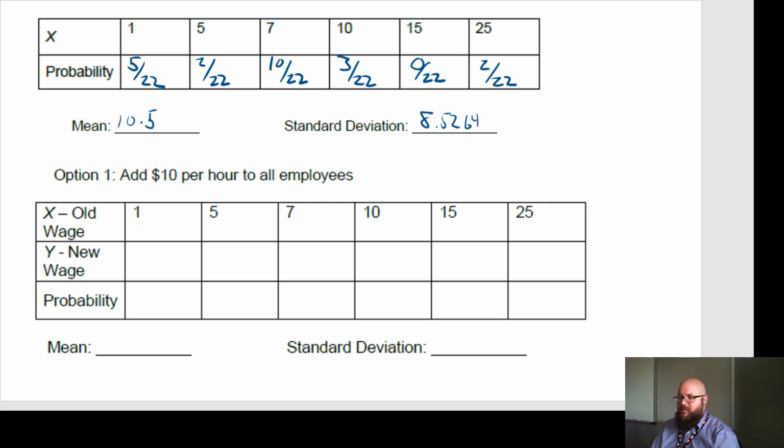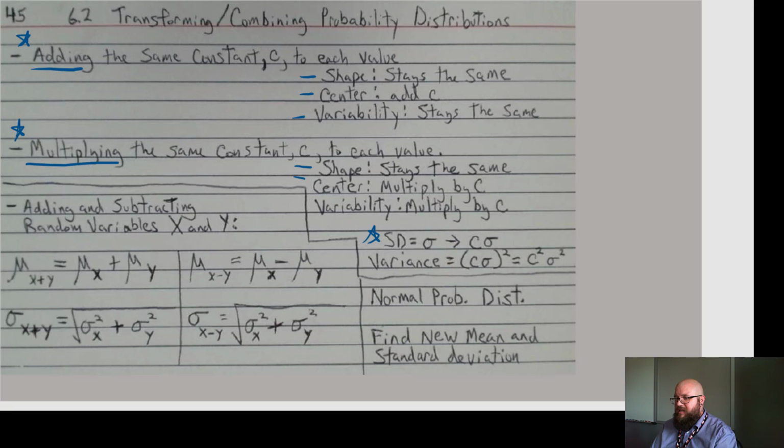So again, our old wages that we started out with were up here up top. So we just add to each of these. We're going to take 11, 15, 17, 20, 25, and 35. All right, and so what do you think it's going to do to our mean? We already talked about the big ideas, right? For our mean, if we add, then the shape stays the same, but the center we're going to add 10, or add C, our constant value. So let's look and see what happens.